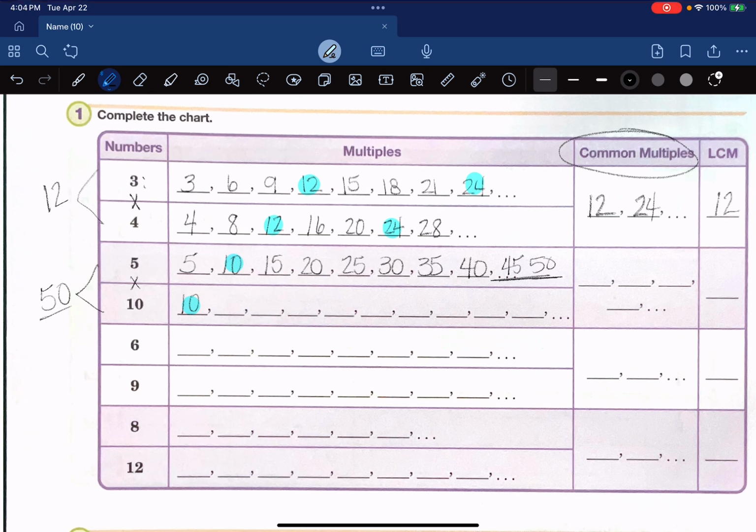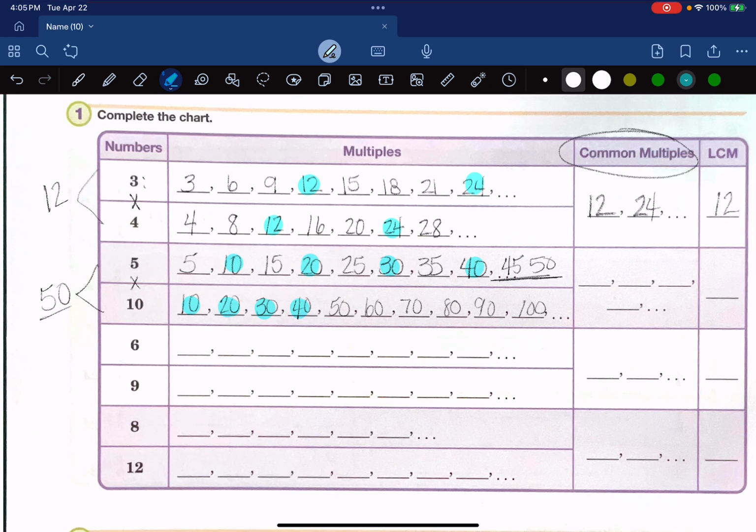All right, so now let's actually do our tens. I have 10, 20, 30, 40, 50, 60, 70, 80, 90, 100. And now let's see which ones are the same. So we said 10 already, 15 is not on the bottom, but 20 is on the bottom. 25 is not, but 30 is. 35 is not, but 40 is.